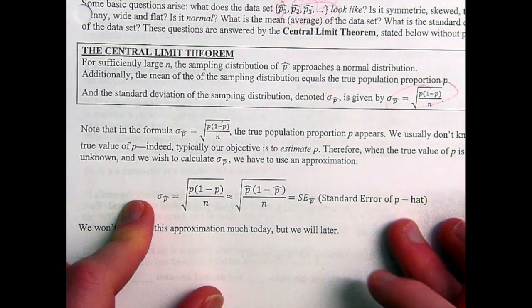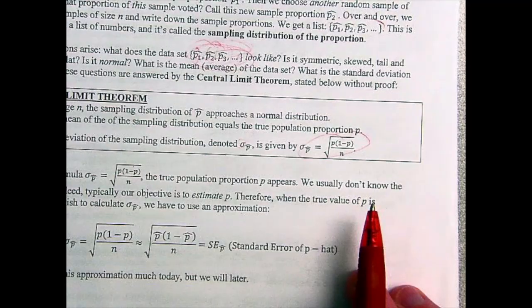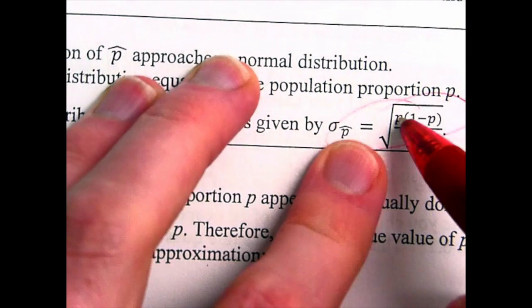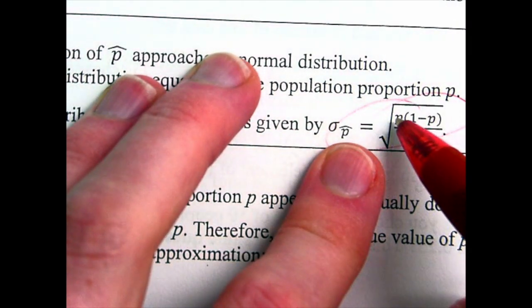A quick note on this formula. One thing that you should notice about it is that it involves little p, the true population proportion.